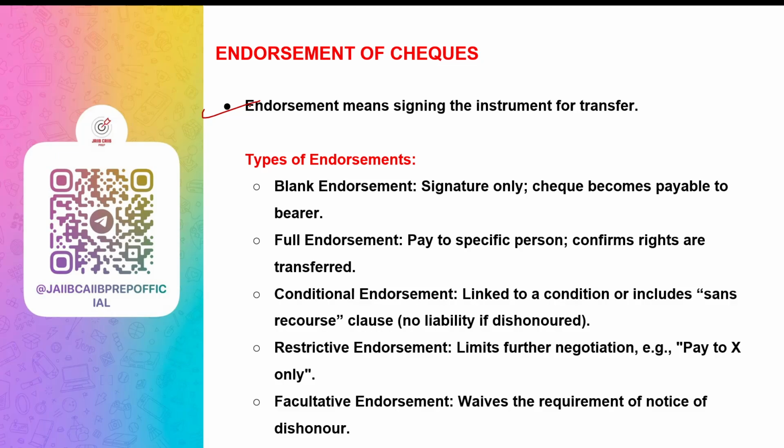A conditional endorsement. Here the endorser attaches a condition to the payment and the person can receive payment only if the condition is met. Restrictive endorsement limits the use of the check. For example, if it says pay to Ramesh only, then only Ramesh can receive the money and the check cannot be further transferred. Facultative endorsement is when the endorser gives up certain rights, like the right to get a notice if the check is dishonored. Even then the endorser remains liable if the check is not paid.